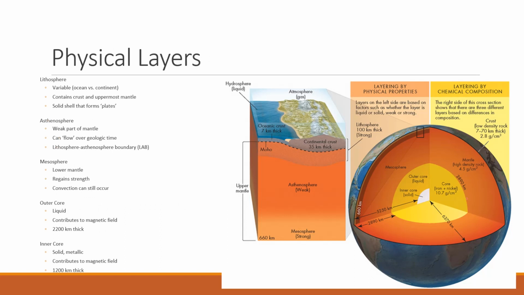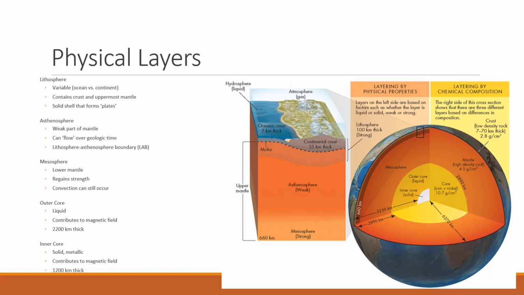Our physical layers, I apologize, the text is smaller on this version of the slide than it is in the plate tectonics version. Mechanical layers, we have lithosphere, which is variable. This is the rocky outer shell. It has the crust, which is variable in thickness between ocean and continent, and the uppermost part of the mantle. We call that the mantle lithosphere. Sometimes it's called the lithospheric lid to the mantle. Below that is the asthenosphere. The asthenosphere is the weak part of the mantle that is very easy to convect. It can flow over geologic time. The boundary between the lithosphere and asthenosphere is the LAB.